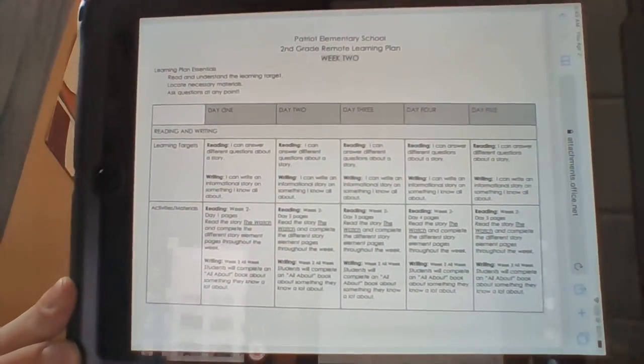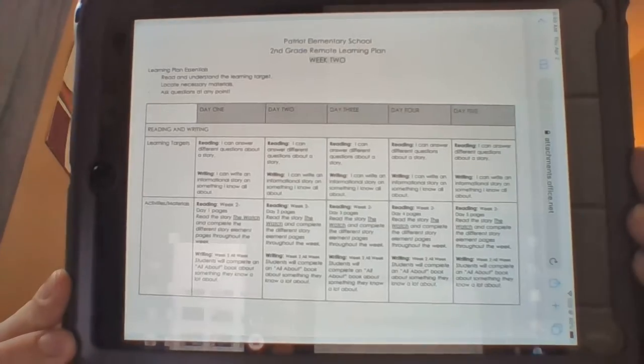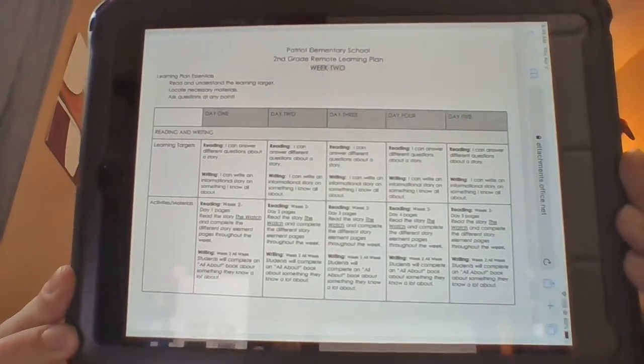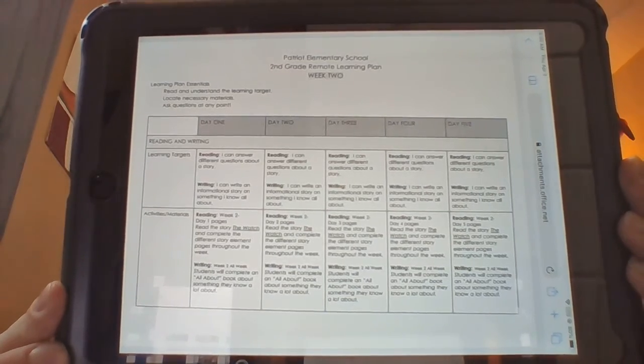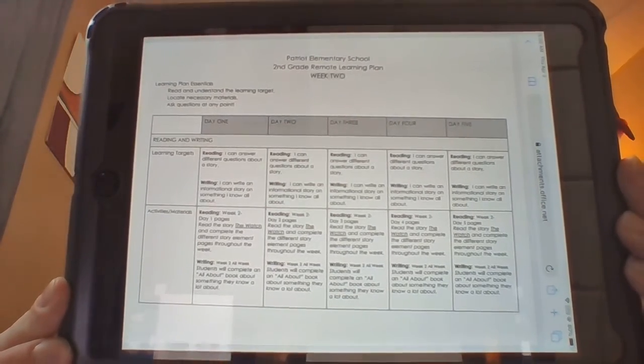All right, so let's get started by going over our reading and writing. Reading and writing all week this week is the same. So you can answer questions about that short story you read, The Watch, and then writing is your informational book all about something that you do know a lot about.